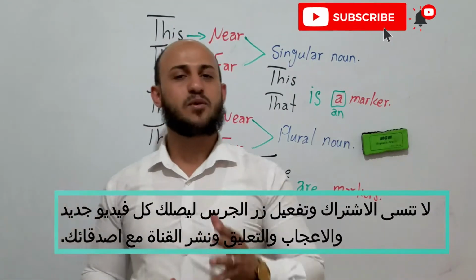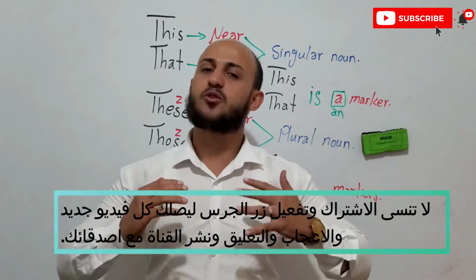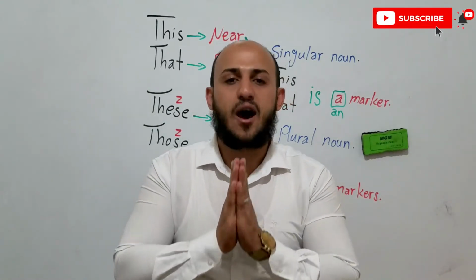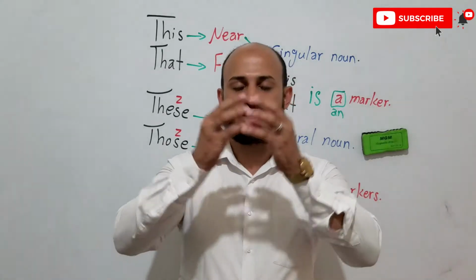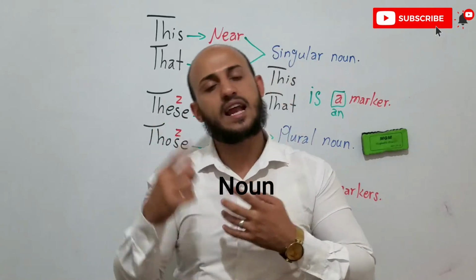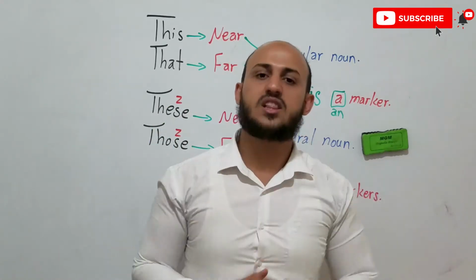Today we're studying an important grammar rule. But before we study it, we need to understand the word noun. The word noun has two kinds. We have countable and uncountable. Very good, we will learn them now.